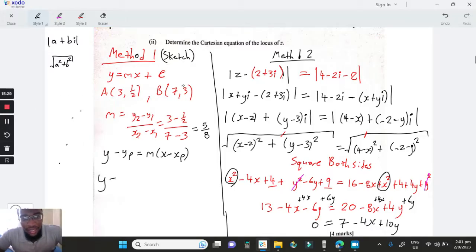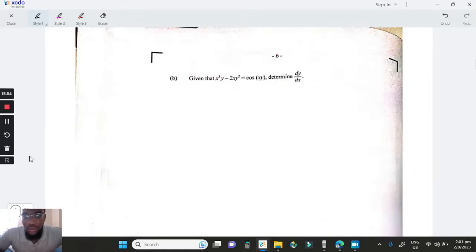So then it's y minus the known point, a half, equals 5 over 8 in brackets x minus 3. And I don't like this method for the simple reason that we're basing it off a sketch. But I don't think they penalize you too much, because you're at that level where you shouldn't be penalized too much.